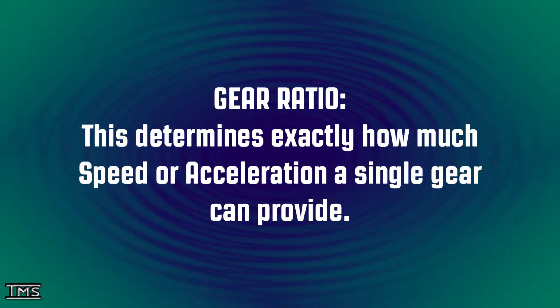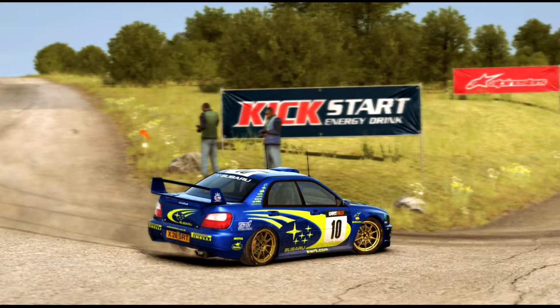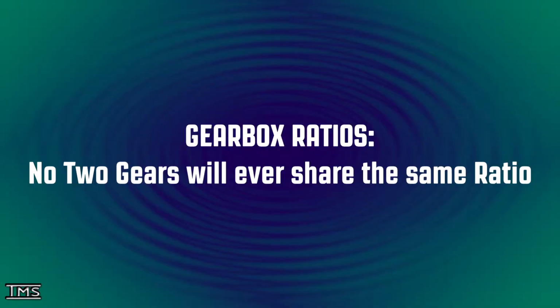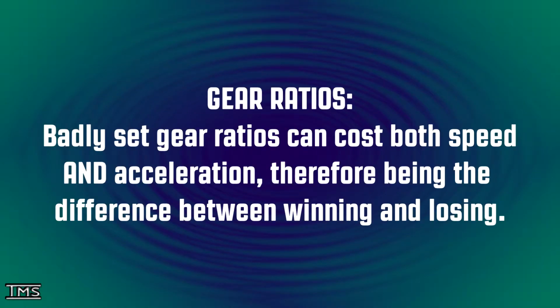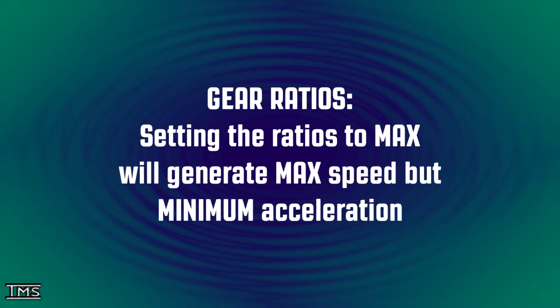The gear ratio of a car is used to determine how much speed or how much acceleration one single gear can provide. No two gears can share the same ratio, and the wrong gearing ratio can be a detriment to a car gaining or losing speed or acceleration. Set a gear with a high ratio and it will reach the maximum possible speed in that gear before you change, but that will come at a cost of acceleration.